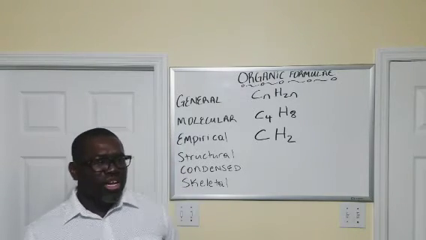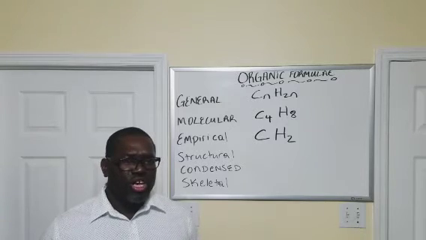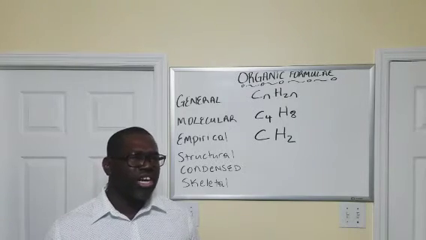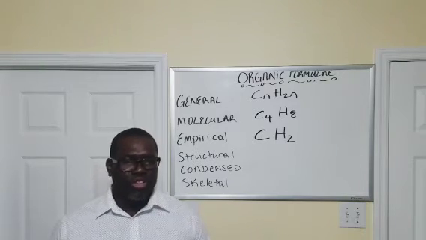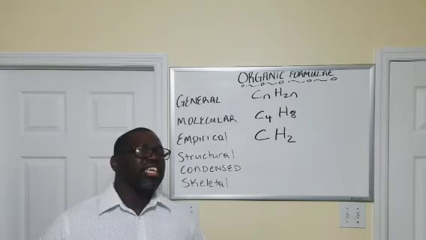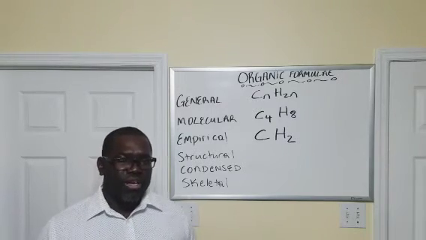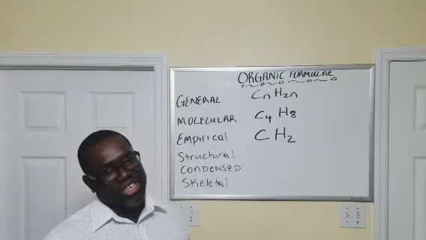Now you know it contains 4 carbons and 8 hydrogens, but you're not sure of how those are arranged, what's connected to what. The structural formula now shows you what is connected to what in your molecular formula. So I'm just going to show you the connectivity of C4.